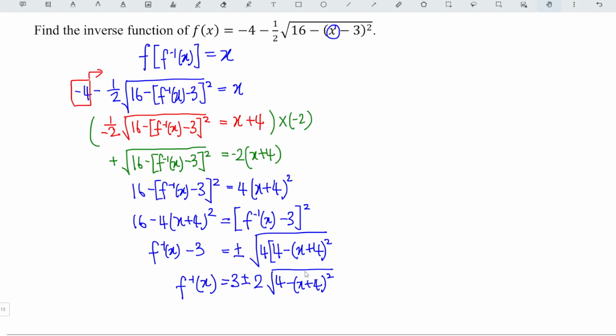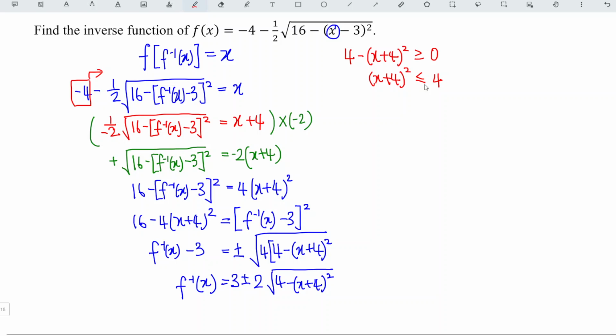We can first make use of this function. We know that for any real number values, the square root of any real value must be non-negative in order for the function to be defined. Which means that 4 minus x plus 4 squared must be at least 0. So minus moves over, then we have to turn the sign, so more than becomes less than. So x plus 4 squared is less than or equal to 4. When we take the square root with plus minus, it's supposed to be from negative 2 to positive 2.